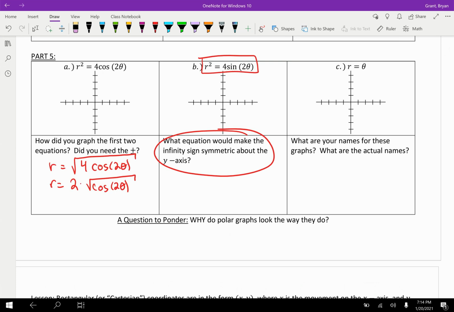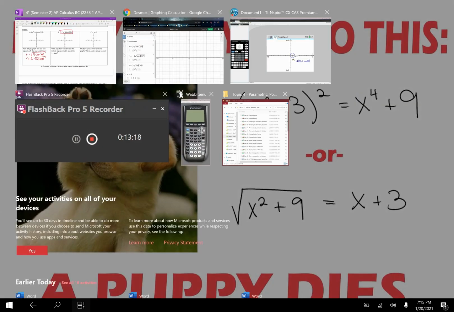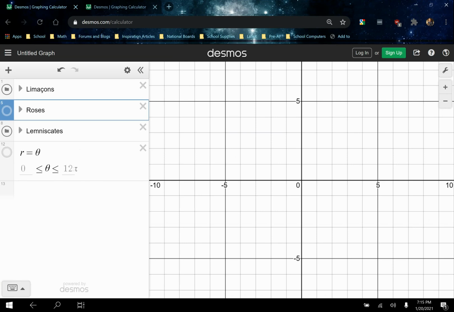And you guys should post and let me know if you figure it out, because it is pretty tricky, I think. All right, last one, r equals theta. R equals theta is a cool graph. It is generally known as Archimedes' spiral.